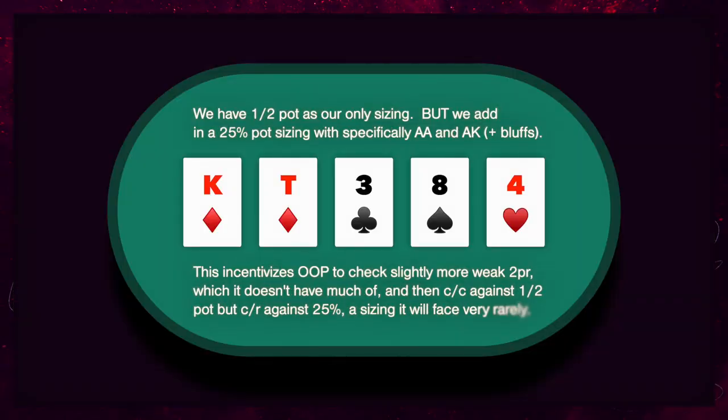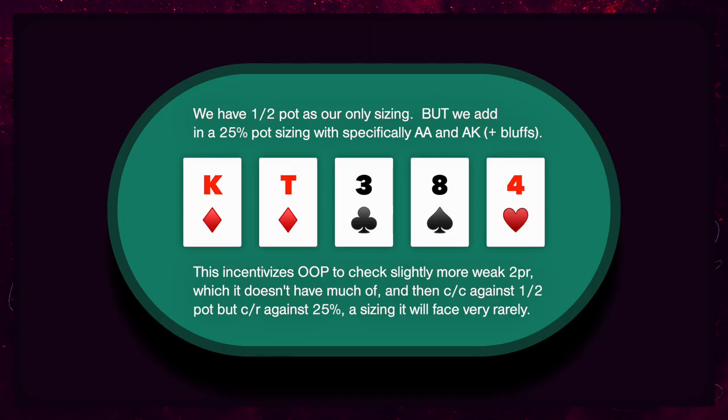Then the other exploit that's a little bit easier to do because you don't have to prepare for it with your checking range is that now the ace blocker becomes really useful when you're check calling against the quarter pot bet, because ace ace and ace king both contain at least one ace. So that becomes a really good blocker to our value range. These are things that I just don't think you need to worry about any human adjusting to because it's far too complex and it's for far too little EV.